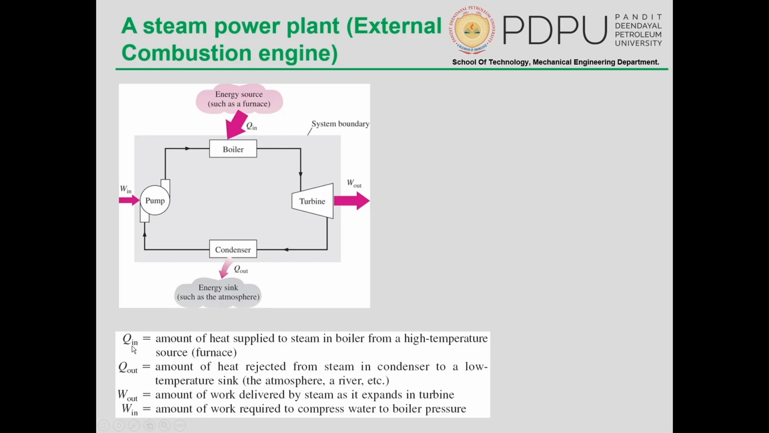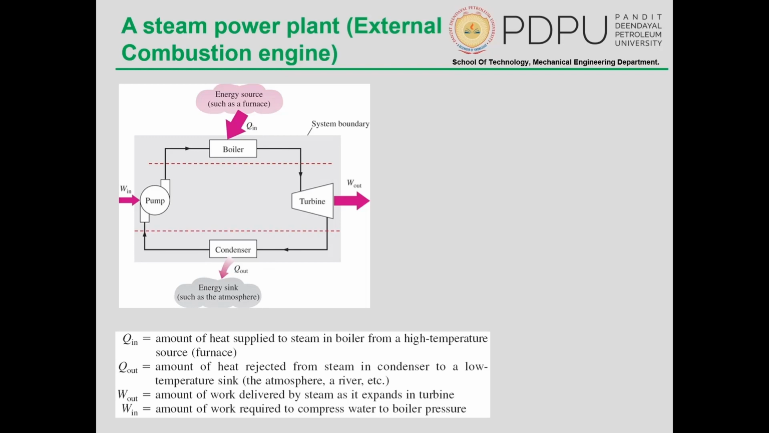Here Q in is the amount of energy required by the boiler for the water to convert from water to steam, and Q out is the amount of energy taken out of the condenser required to condense the steam. Similarly, W in is the amount of energy required to run the pump, and W out is the amount of work done by the turbine. So for a quick representation of this, let's have a small analysis.